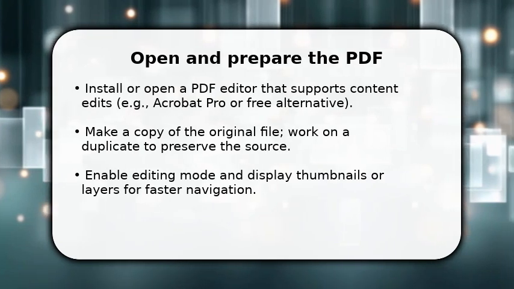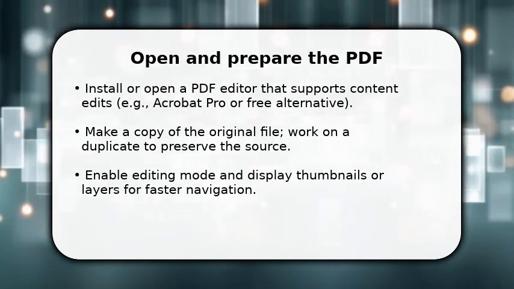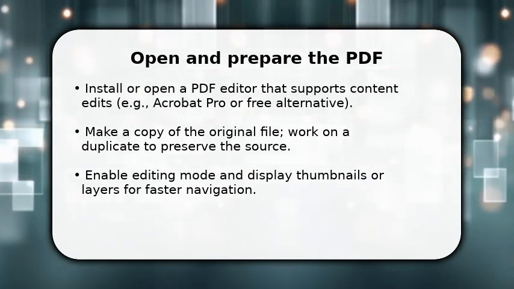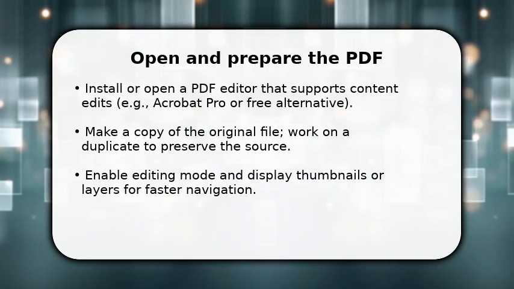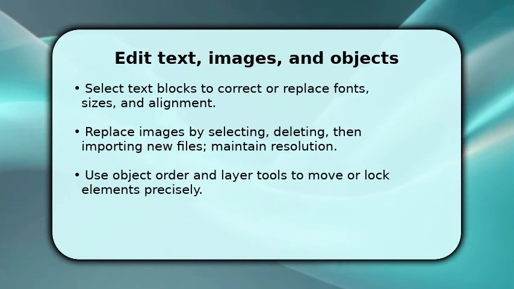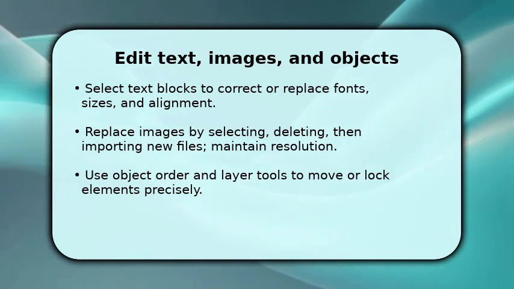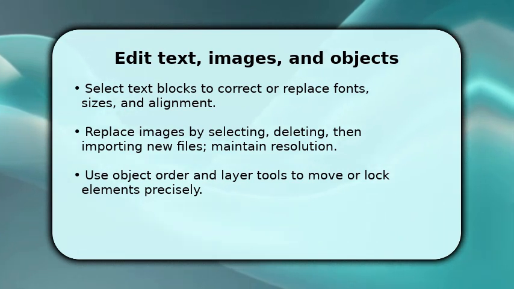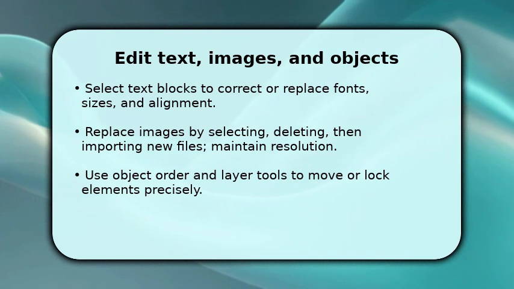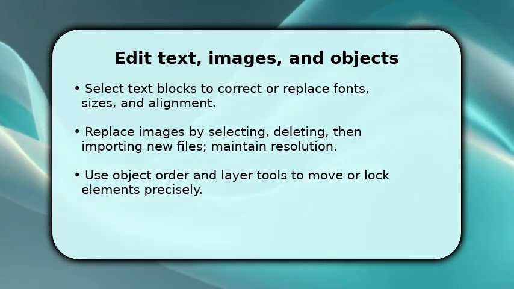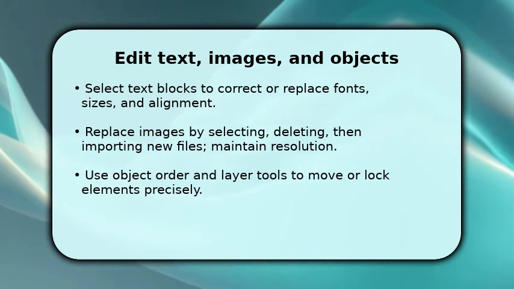You want to identify the exact pages and objects to change before altering anything, because taking stock first prevents accidental data loss later. Now you perform the actual content changes. Select a text block to edit copy, update fonts or sizes to match the layout, and adjust alignment. When changing images, delete the old image and import a new one with similar dimensions. Make sure resolution stays consistent to avoid blurring.